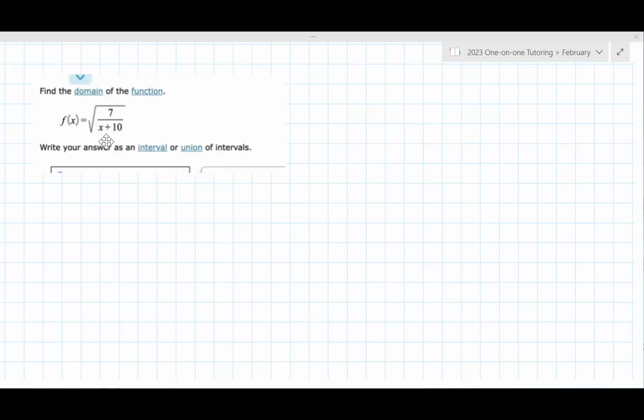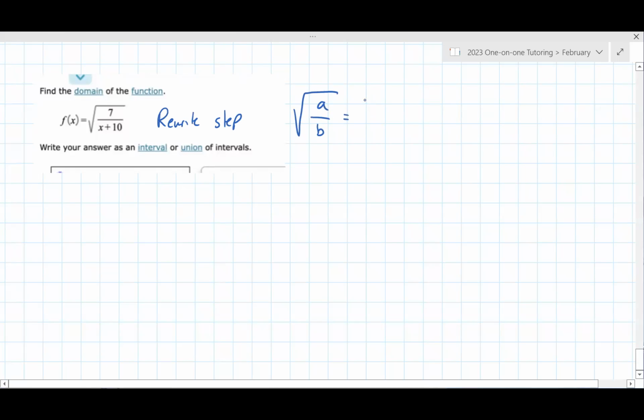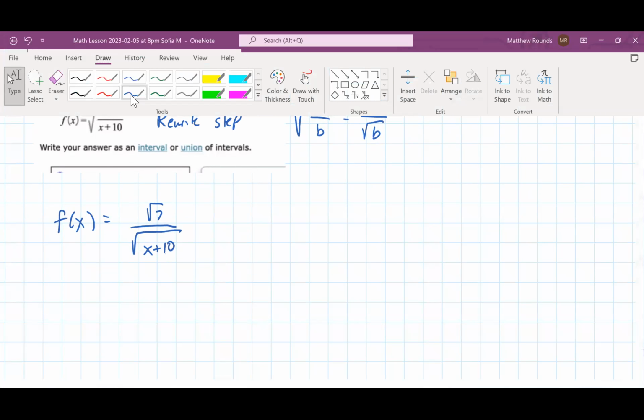Okay, so a lot of times in math, there's what's called a rewrite step. The property here is the square root of A over B is the square root of A over the square root of B. So how that applies here is it's the square root of 7 over the square root of x plus 10. The top doesn't matter. It's a number, whatever, you don't care. You do have to look at the bottom though.